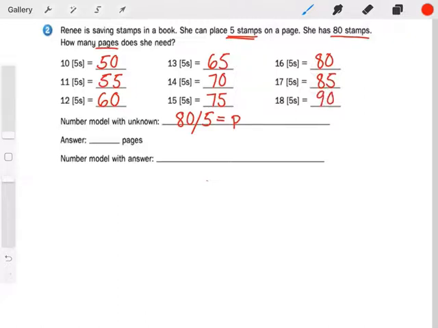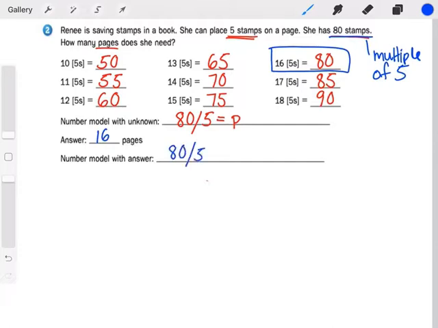So now I'm going to look at all of these and I'm going to figure out which one gets me close to that 80 stamps. And if I look at each one, I'll notice that 16 times 5 gives me 80, because 80 is a multiple of 5. So I know the answer is 16 pages for all of the stamps. And if I was going to write this as a number model, it would be 80 divided by 5 equals 16 pages. Don't forget the unit so we know what you're talking about.